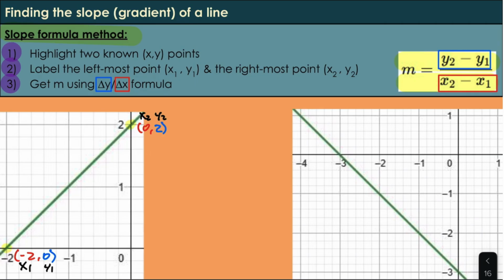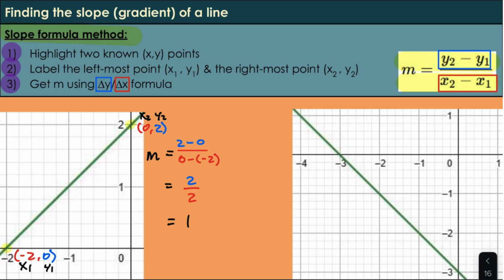So we substitute into our formula. We have m equal to y2 minus y1. y2 was 2, y1 was 0. All of that is over x2, which was 0, minus x1, so minus 2. On top, we have 2. On the bottom, minus 2 becomes positive 2. And our slope value is 1.